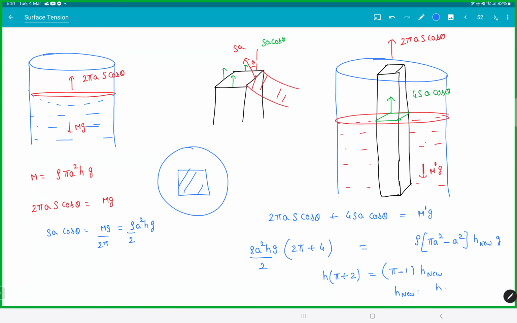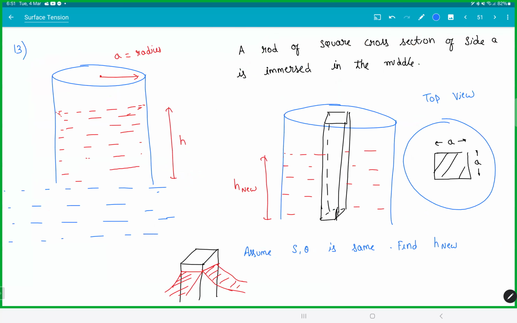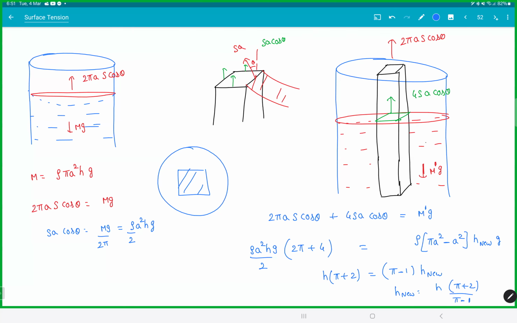You can check the calculations. Pi plus 2 by pi minus 1. There, that's your answer. Because at the end of the day, the answer is given only in terms of h, isn't it? There is no other information. A and theta are not given. I said assume S and theta are same. So answer should be in terms of h and a only. You don't even need r actually.